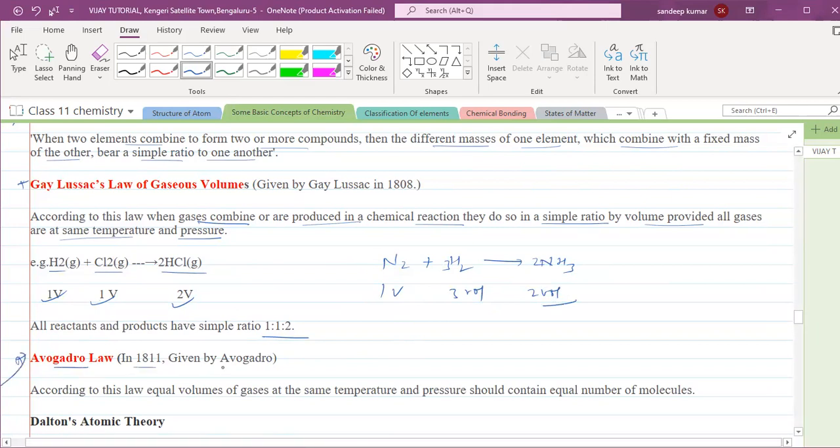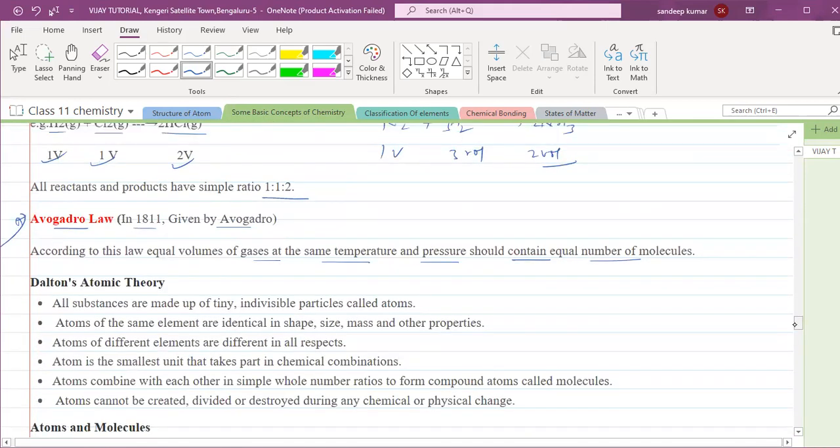It was given by Avogadro in the year 1811. According to this law, equal volumes of gases at the same temperature and pressure contain an equal number of molecules. This law is also very important. Or we can say the statement is: volume of a gas is directly proportional to the number of moles.